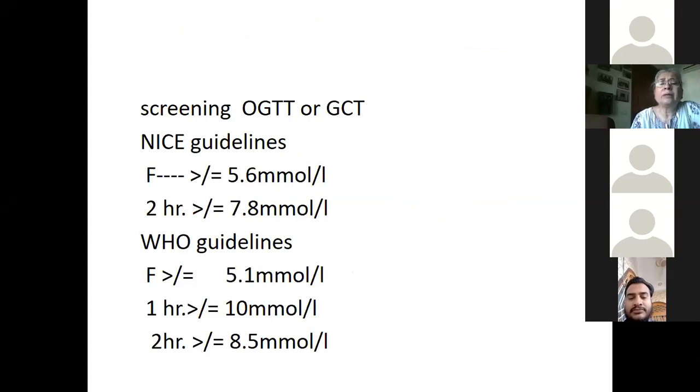Now, how do we do it? Either you do a two-step test, where you do a glucose challenge test and if that turns out to be positive, you do an oral glucose tolerance test. But people find the challenge test followed by the 2-hour glucose tolerance test very difficult, so you go directly to an oral glucose tolerance test in all those high-risk people whom you want to screen.